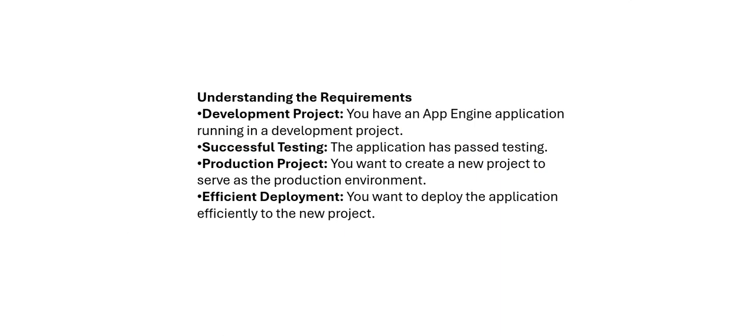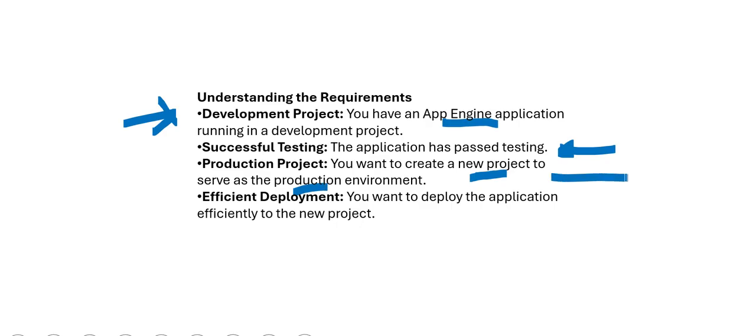Detailed requirement: a development project. You have an App Engine application in the development project. Have you done the testing first, before you talk about production? Yes, you have done the testing. The application has been tested. Now what do you have to do? You want to create a new project to serve as production. That is the requirement, and you want to do it efficiently. You want to deploy the application efficiently to the new project.